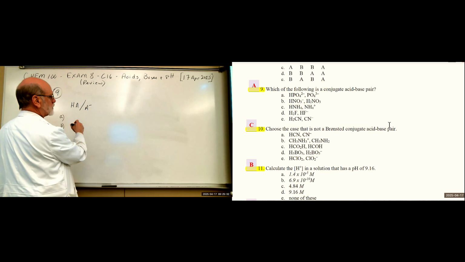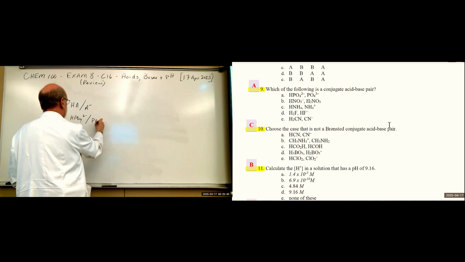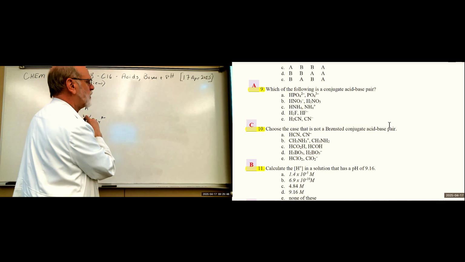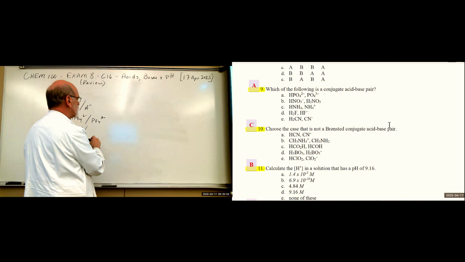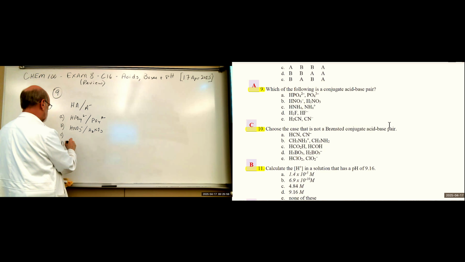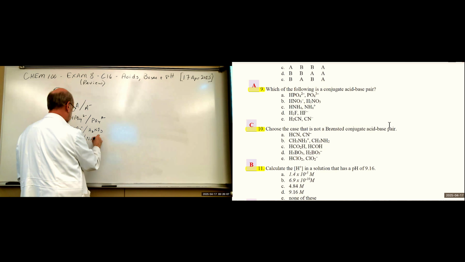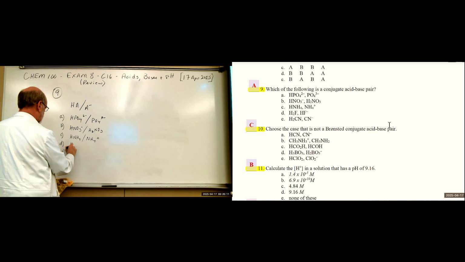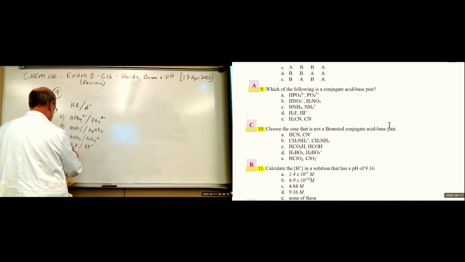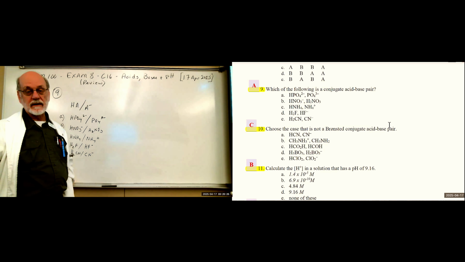So we've got HPO4 2 minus, and then PO4 3 minus, and then HNO3 minus, and H2NO3, HNH4, and HF minus, H2, and minus. All right.